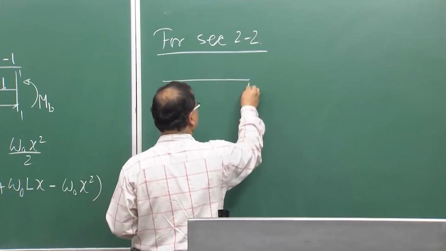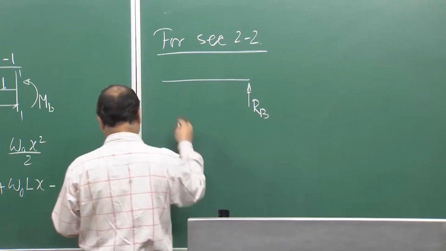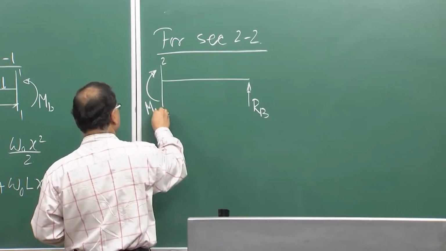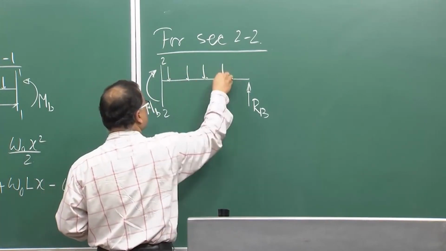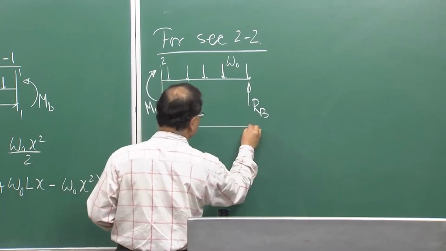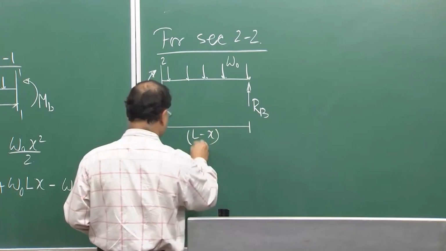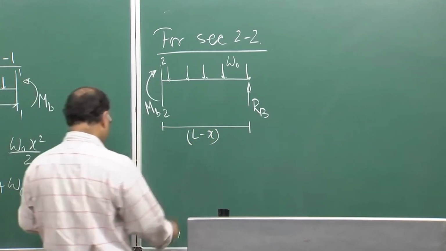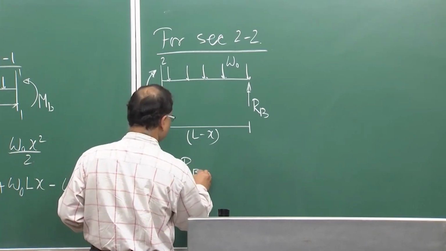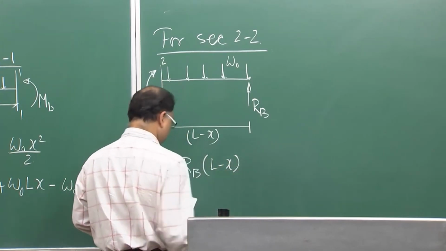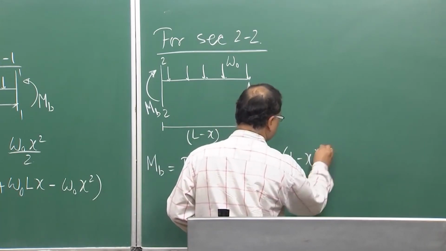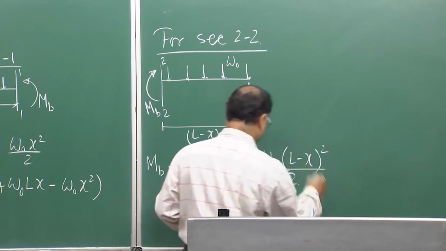So, this is RB, this is section 2, this is your MB, and this is your uniformly distributed load W naught, and this length is L minus x. Okay. So, if you calculate MB, that is equal to RB into L minus x minus W naught (L minus x) whole square by 2.